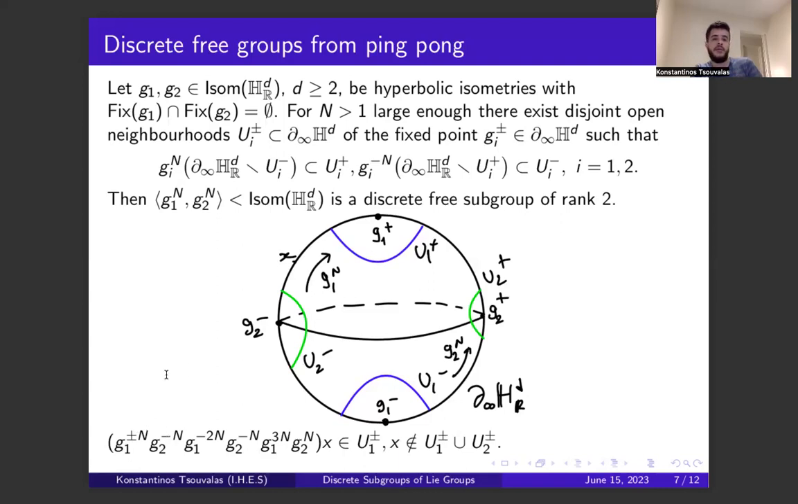So for that reason, you can see that every reduced word cannot be the identity element. And similarly, if you take any infinite sequence of elements in the group, you can see that it will eventually move the point x away from itself. And that means that sequence cannot contain a subsequence converging to the identity. So it means simply that the group generated by these two elements is discrete. And we call this technique ping pong because these two group elements play ping pong in the boundary at infinity of the hyperbolic space.